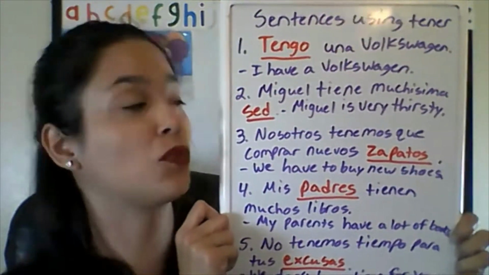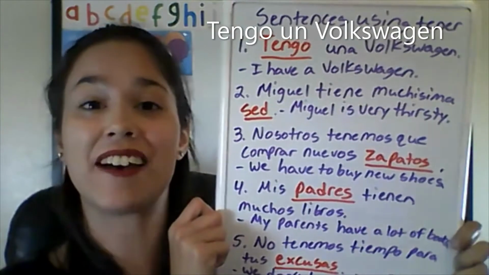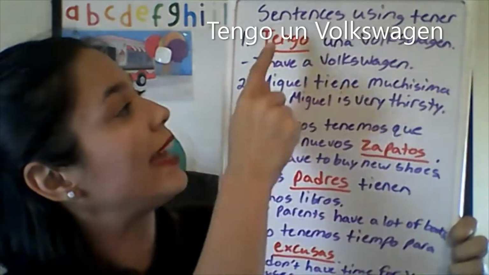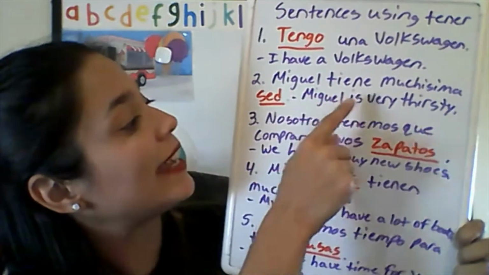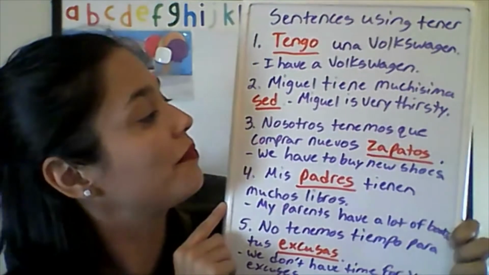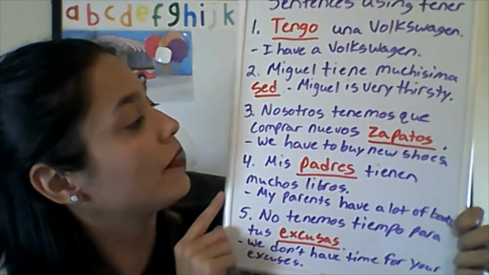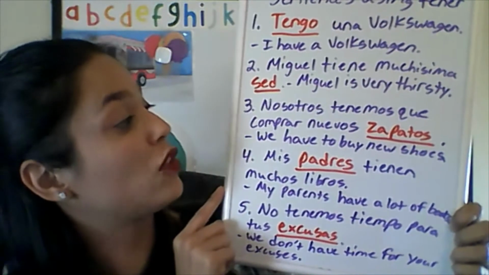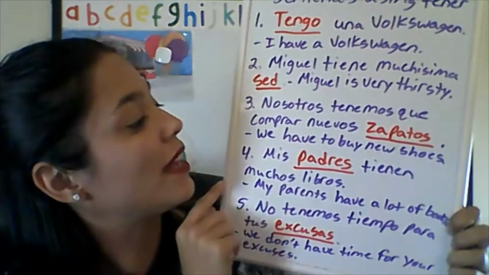Alright, so we have our first one. Tengo un Volkswagen. I have a Volkswagen. And tengo means have. Miguel tiene muchísima sed. Miguel is very thirsty. Sed, thirsty. The next one. Nosotros tenemos que comprar nuevos zapatos. We need to buy new shoes.